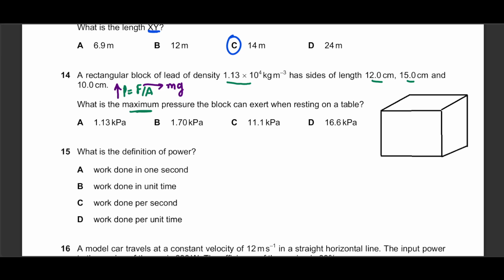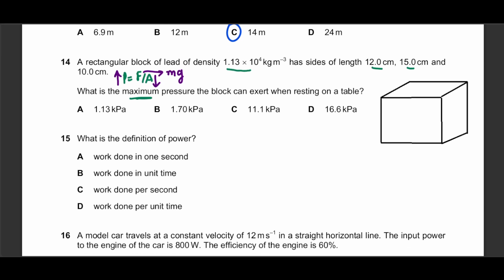If I want to increase the pressure, I need to reduce the area. So I will choose the smallest area in the divisor, or in the denominator. But first we need to find the mass, to find the weight of the component. That will be simply density equals mass over volume, and volume taken over there.